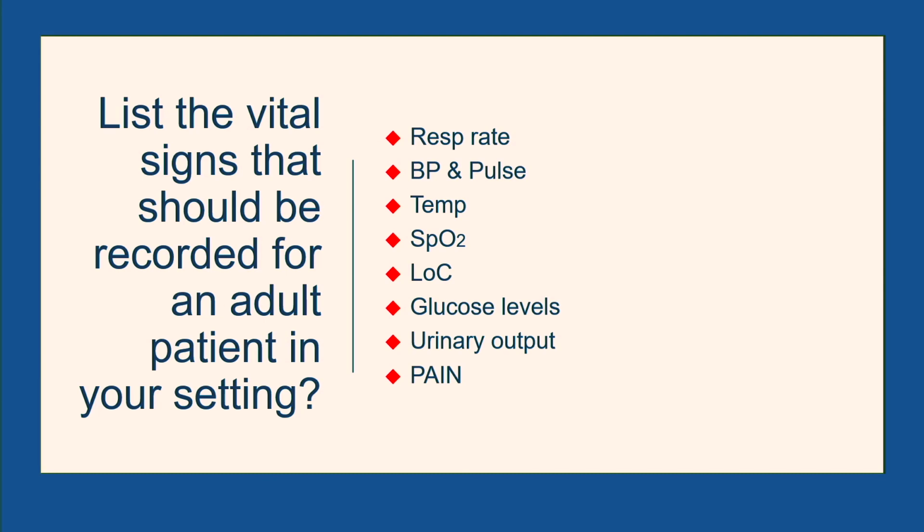Temperature, obviously very important. One of the prime signs of COVID-19 is a high temperature. Our oxygen saturations need to be recorded. Our level of consciousness needs to be recorded, because along with airway, breathing and circulation, a problem with our neurological system can also lead to very poor outcomes and even death for our patients. We want to know what the patient's glucose levels are. If they're an elderly person, we would prefer that they're slightly on the high side than on the low side. We want to know what the urinary output is, and we can't forget about pain as well.